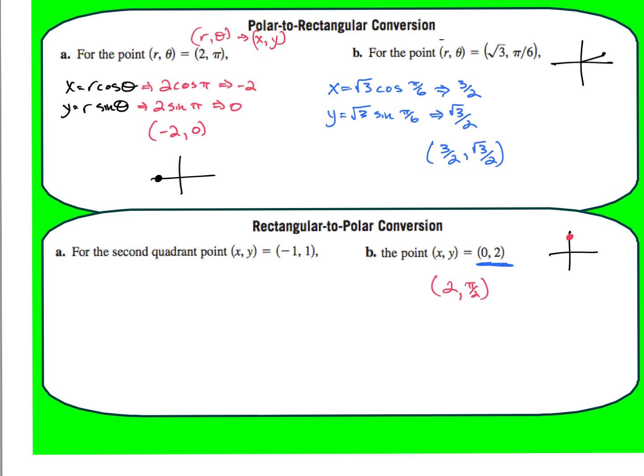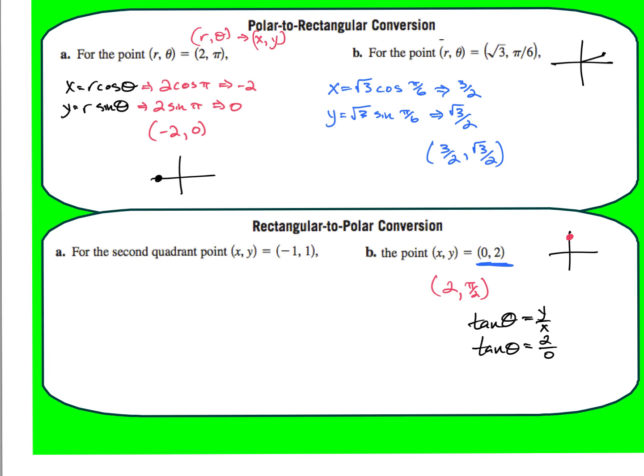Now, I want to prove it with our formulas as well. So let's do our theta first. And so the one thing that has theta in it is this tangent theta equals y over x, right? So I'd have tangent theta is equal to what? What is my y? 2 over 0. Well, 2 over 0 is undefined, true? So when is tangent undefined? It actually happens twice. At pi over 2 and at 3 pi over 2.